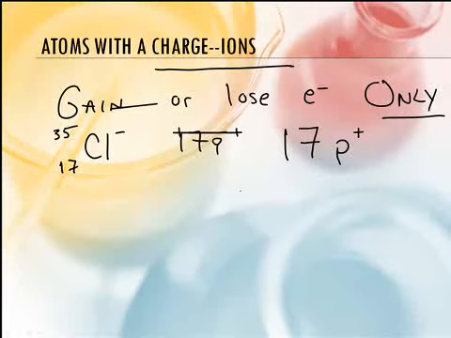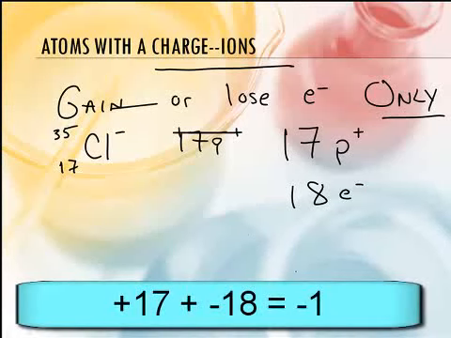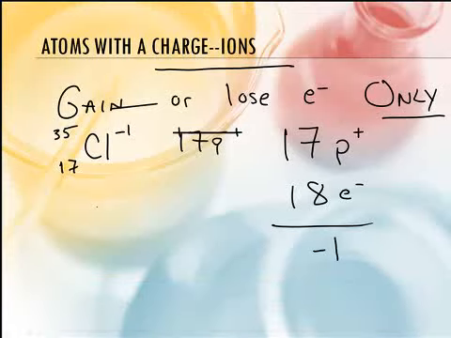17 protons. But here's the trick on this one. In order for it to have a negative charge, it needs to have one extra electron. Normally it would have 17 electrons as well, but with the negative charge it has 18 electrons. This is like -1, and so if you add 17 plus -18, that adds up to -1. You don't worry about the neutrons because they have no charge, so they don't add to or subtract from the charge.